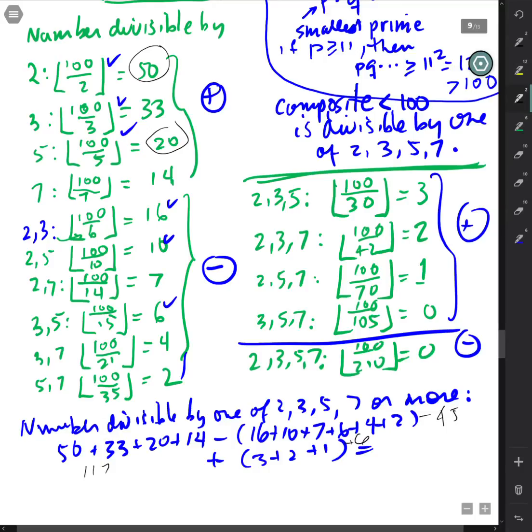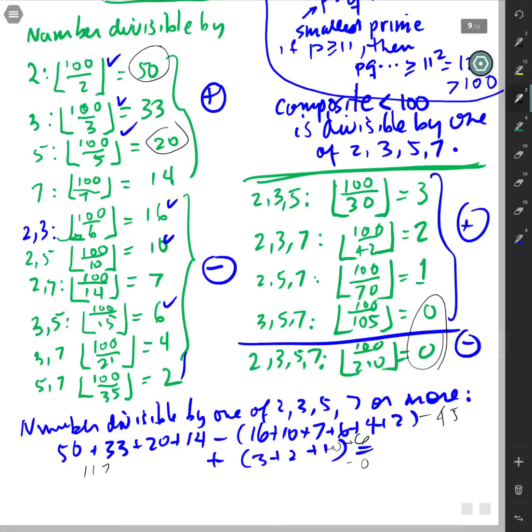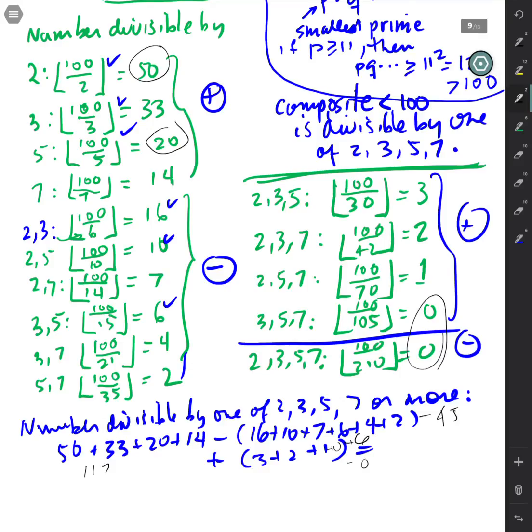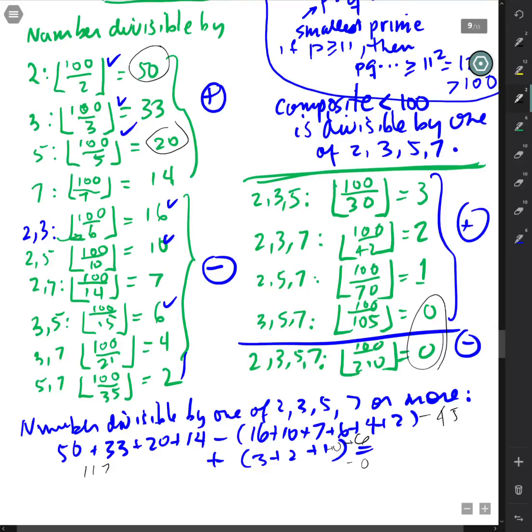I didn't include these 2 zeros here, but that would be a plus 0 and a minus 0. Right, so that's 117 minus 45 plus 6 is 78. So we have 100 minus 78 divided by 1 or more of 2, 3, 5, 7. So that leaves 22 numbers.